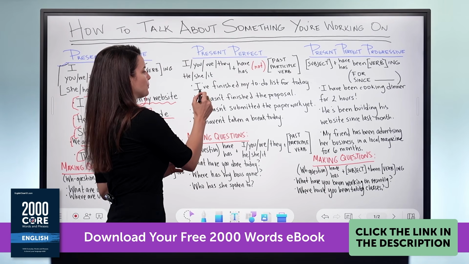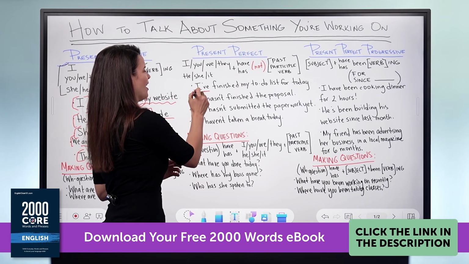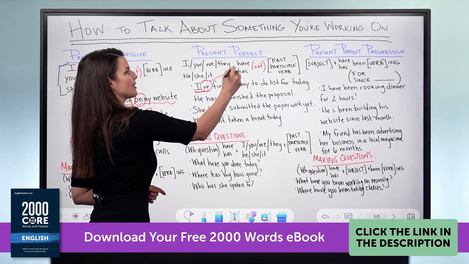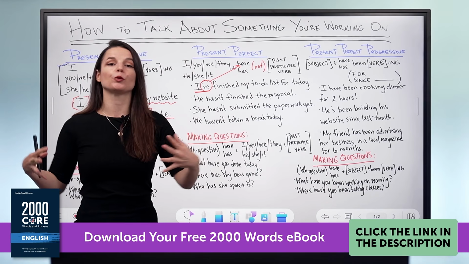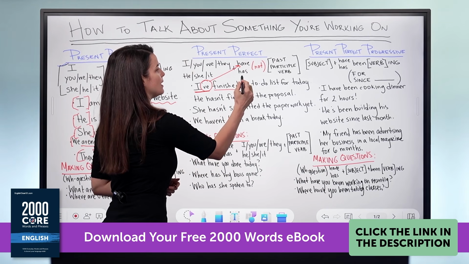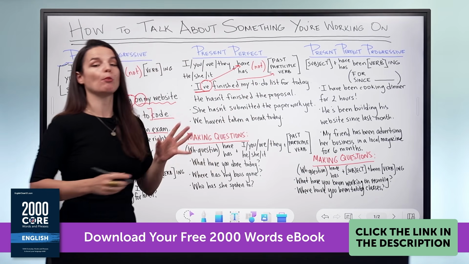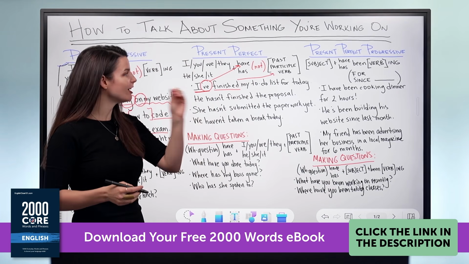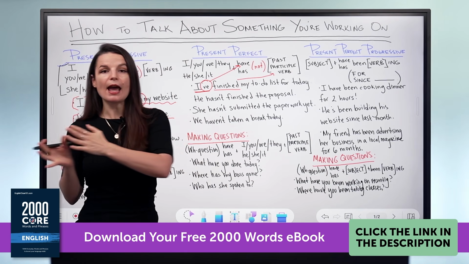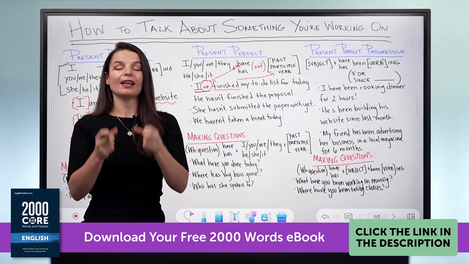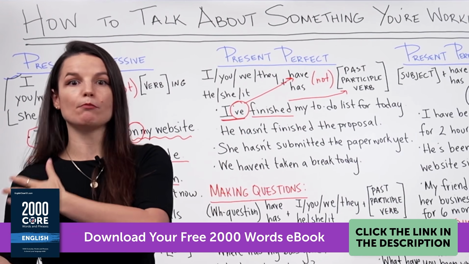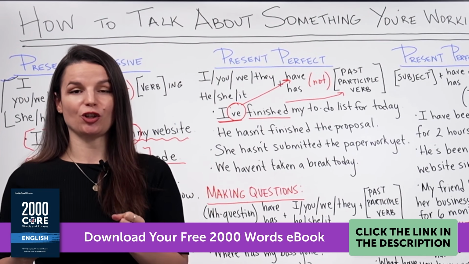So here, right here, oh, where's my marker? Okay, this I've is I plus have. I have is reduced to I've. I've finished. This is my past participle verb. I've finished, right? I have finished means I started it before, and now, by this time, at the present, it is done, okay? Or we could understand it as I did it sometime before today, okay? I've finished my to-do list for today.